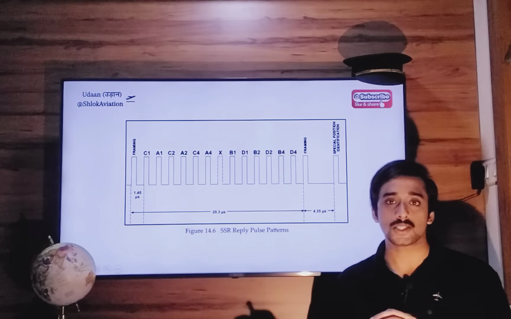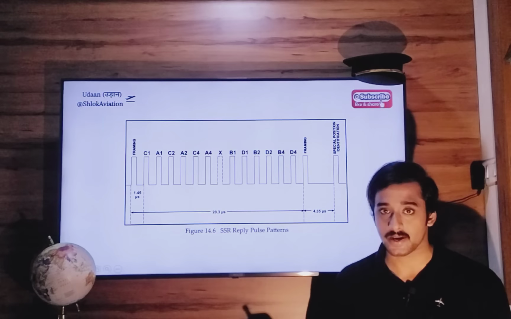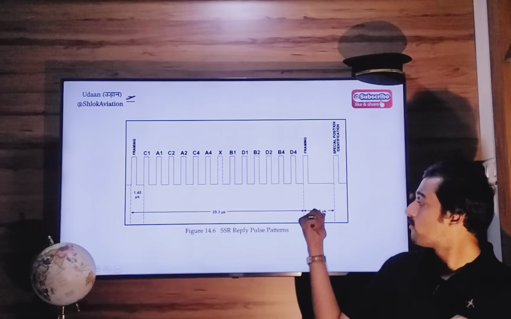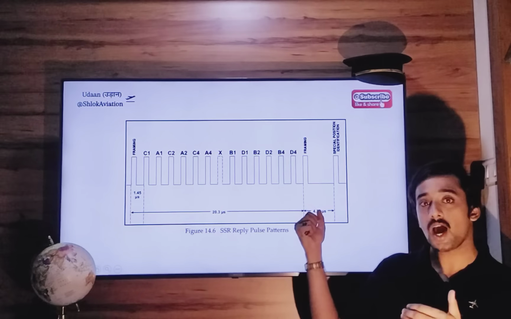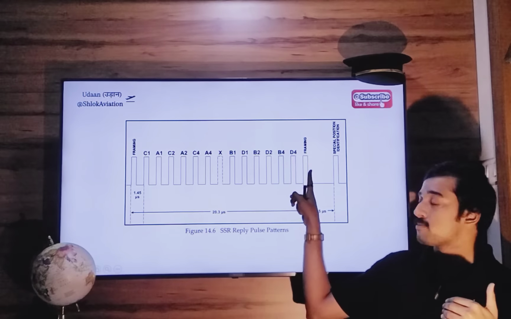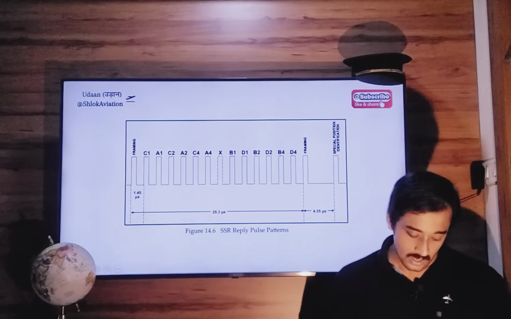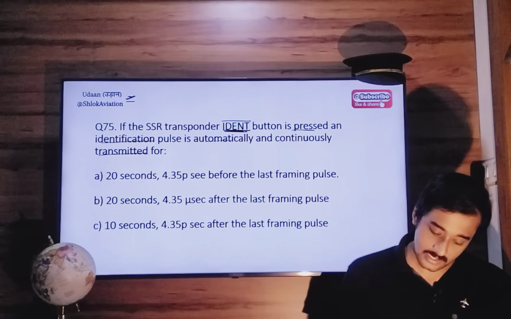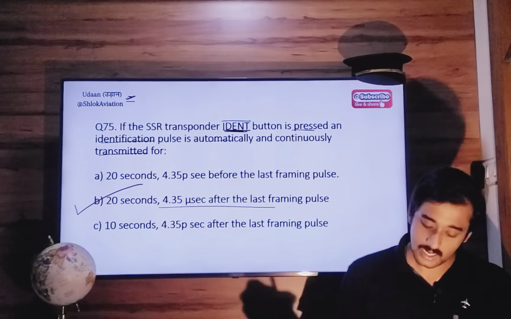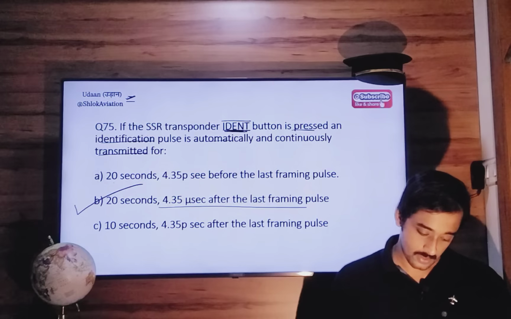This additional pulse is called the special position indicator, and it is transmitted 4.35 microseconds after the last framing pulse, for 20 seconds. So remember this fact: 20 seconds, 4.35 microseconds after the last framing pulse.